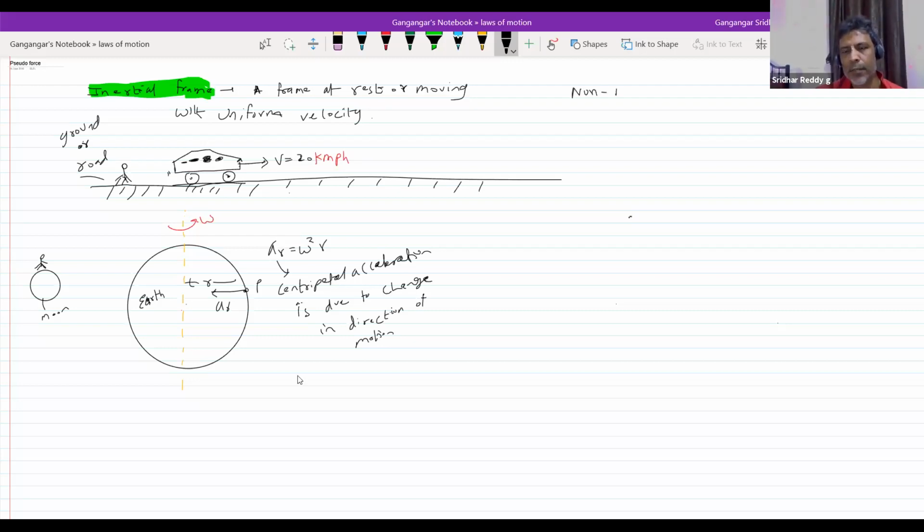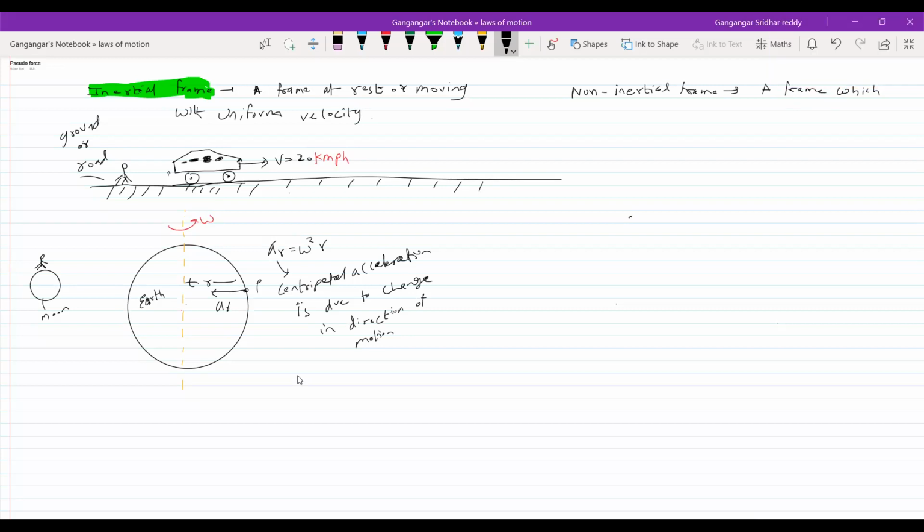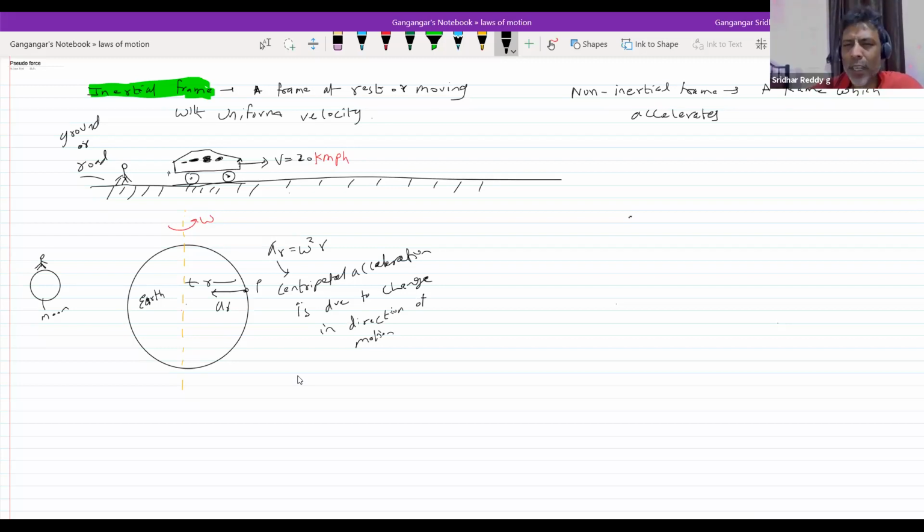So let's come to the non-inertial frame. A non-inertial frame of reference is a frame which accelerates. Any frame which accelerates here. Does that mean a rotating frame is also an accelerating frame? Yes. A frame which accelerates is called a non-inertial frame. So there's one basic difference between inertial and non-inertial frames we'll discuss here.